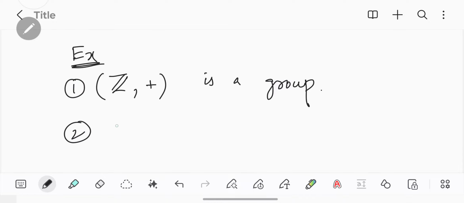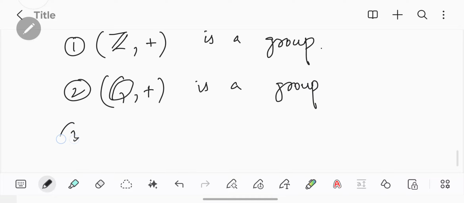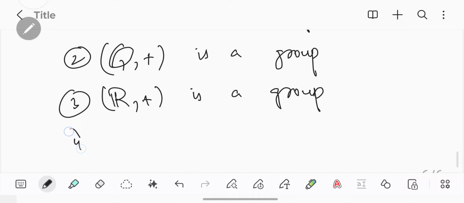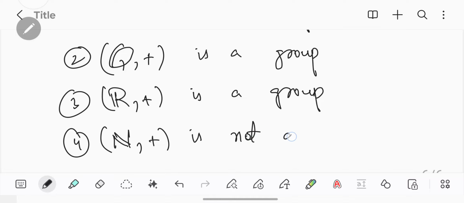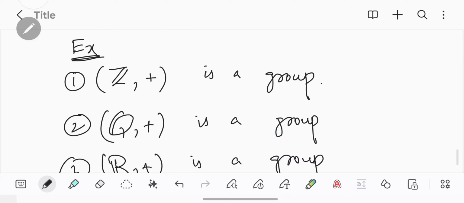You can check. Another example is the set of rational numbers with respect to addition, which is also a group. The set of real numbers with respect to addition is also a group. The set of natural numbers with respect to addition is not a group, right? So these are some examples. In the next video, I will explain them.